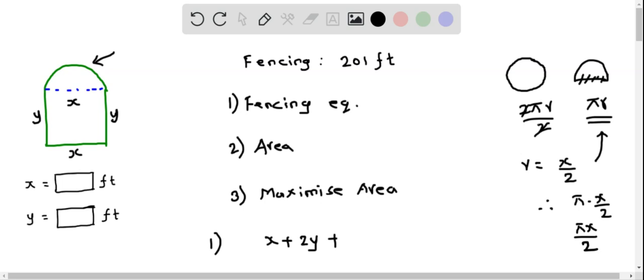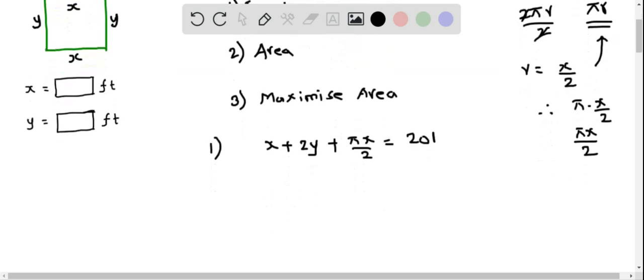We will add this to our fencing equation, that is pi x by 2, and this equals the total fencing required to enclose this coral, which is 201. So we have set up this equation: x plus 2y plus pi x by 2 equals 201. From this I am going to solve for y so that I can substitute when I find the area equation. So first let me solve for 2y, and this equals 201 minus x minus pi x by 2. Now I have to divide both sides by 2 so that I solve for y.